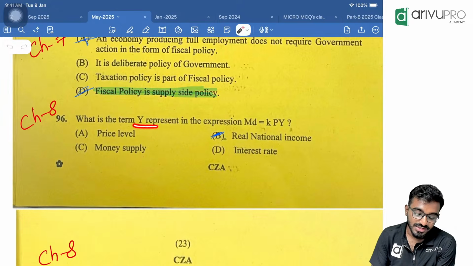Next, what does the term Y represent in MD = kPY? This comes in the second theory, the Cambridge theory. Y is the real national income, PY is the nominal income, and k is a proportion.